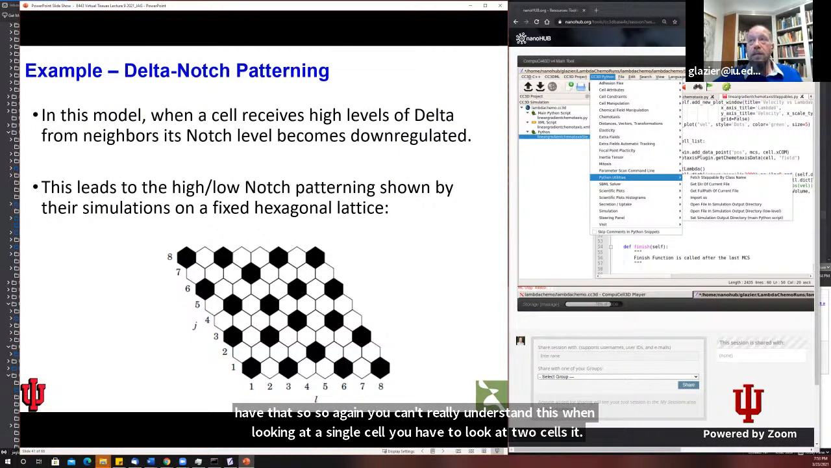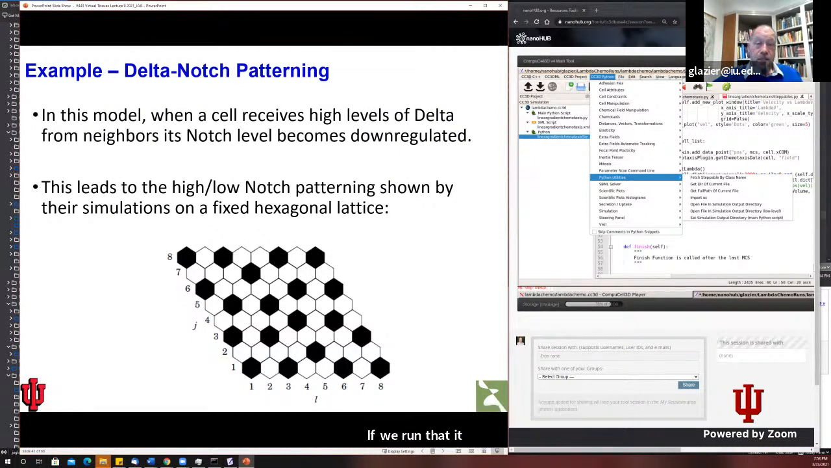If we run that, if the cell is surrounded by high delta cells, it downregulates notch. And then we'll see a picture like this where you get high notch cells separated by low notch cells.